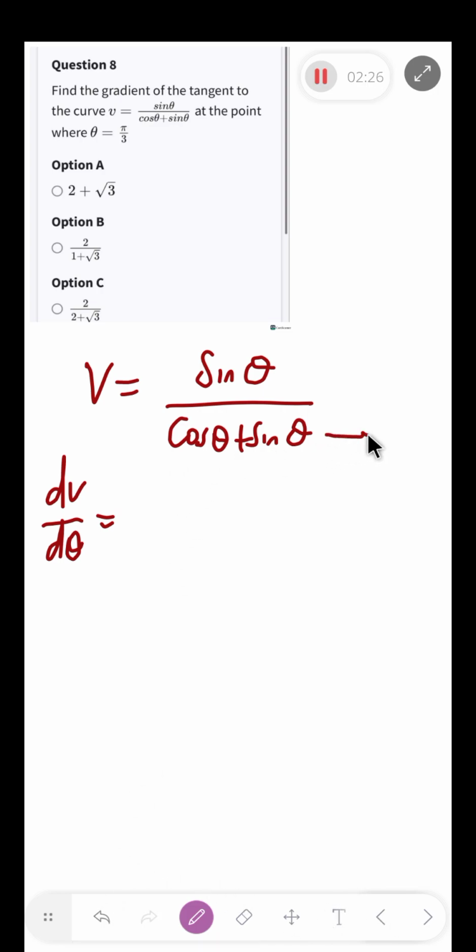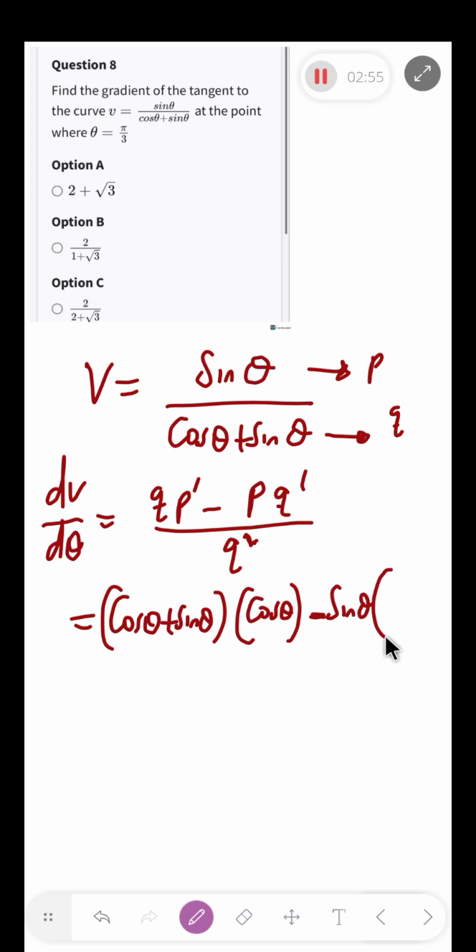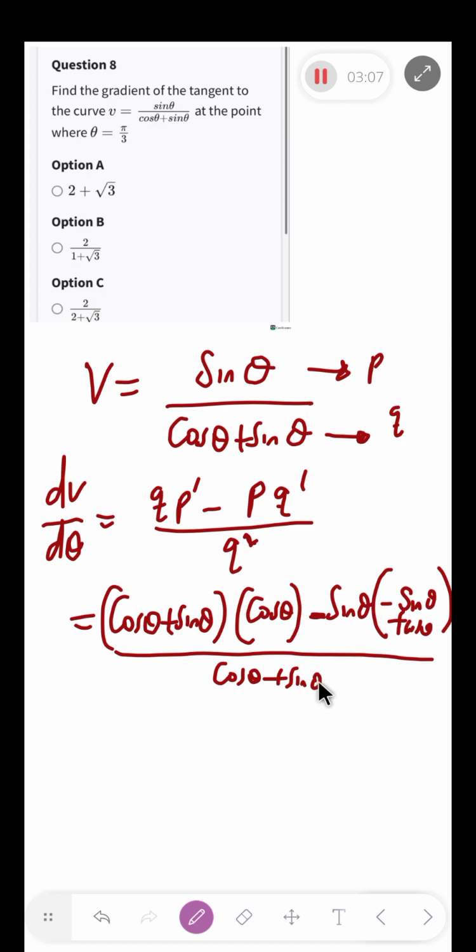I'm to take this down part, and if this is p and this is q, that will be (q p prime minus p q prime) all over q squared. So what's my q? q is cos theta plus sin theta, then times p prime, which is differentiating what you have up there, and that's cos theta. Then minus my p, which is sin theta, and if I differentiate q now, that will be minus sin theta plus cos theta, then all over (cos theta plus sin theta) all squared.